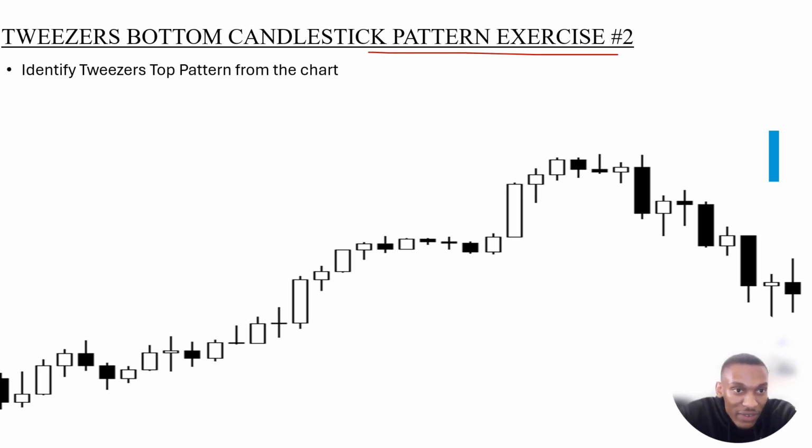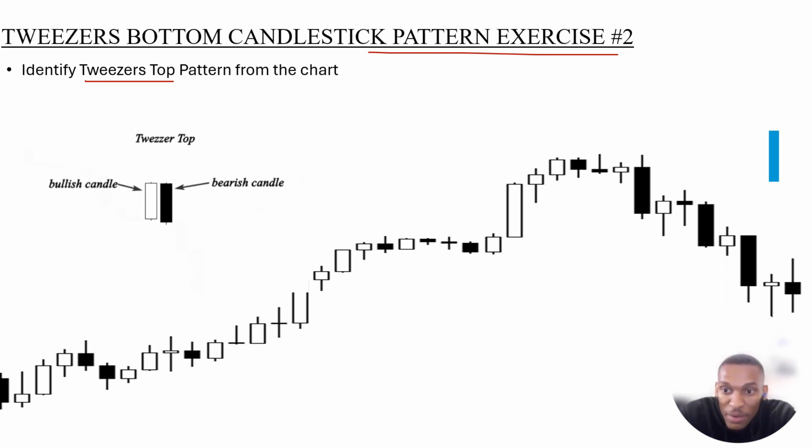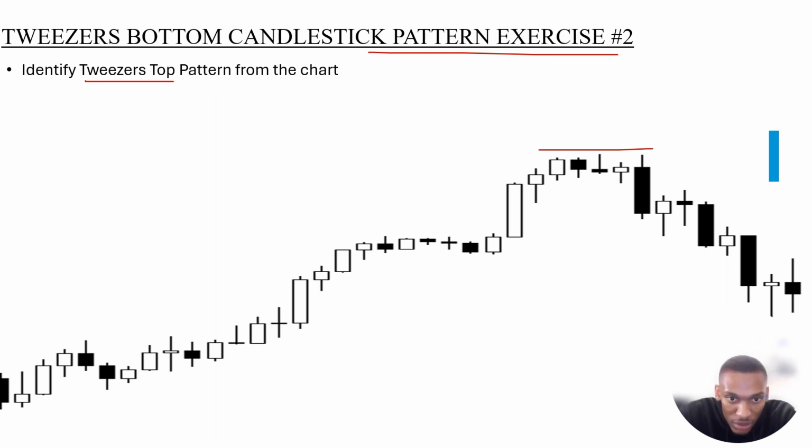Let's try to identify a tweezer top here. So you must know a tweezer top. Why is it a tweezer top? That means the first candlestick has to be bullish, making it a tweezer top. So you must know where to look. Okay, pause the video, try to identify it and see if you have managed to. And remember, guys, the second condition is that they have to be of the same length.